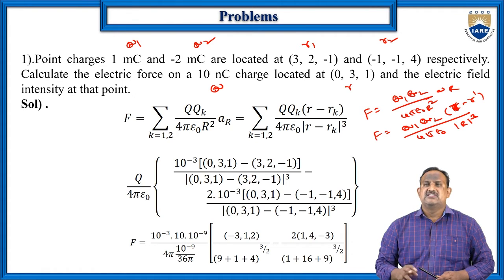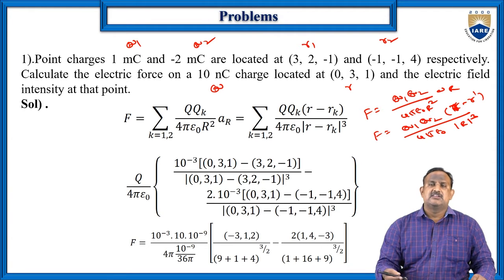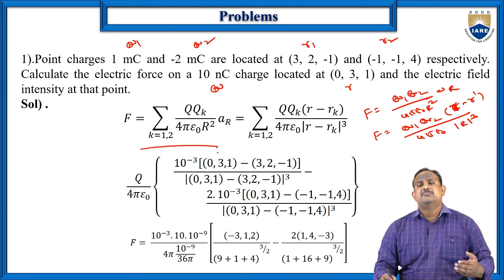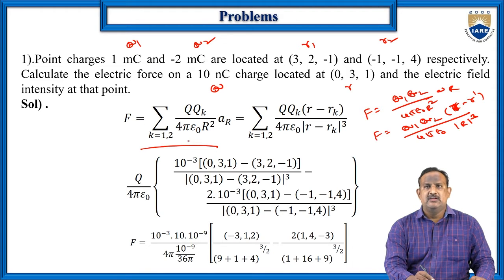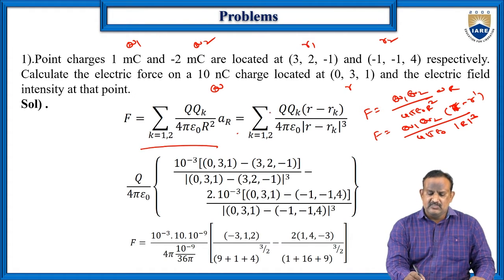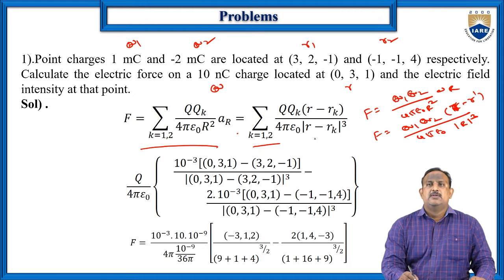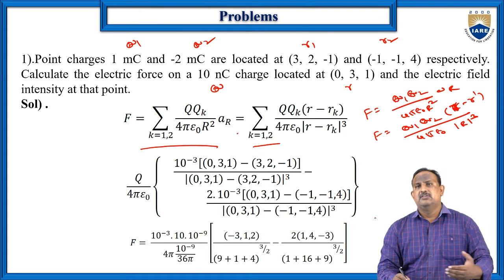We need to find the distance between the two points, and we need to find the magnitude. When the point charges are more than two, we can write the formula as F equal to sigma K equal to 1 to 2 of Q into QK by 4 pi epsilon naught R square into AR, where AR is again a unit vector. Therefore it can be written as sigma K equal to 1 to 2 of Q into QK into (R minus RK) by 4 pi epsilon naught into modulus of (R minus RK) whole cube. Here Q is the point charge of 10 nanocoulombs, and we need to find the force on it. Therefore, we need to substitute in the problem.